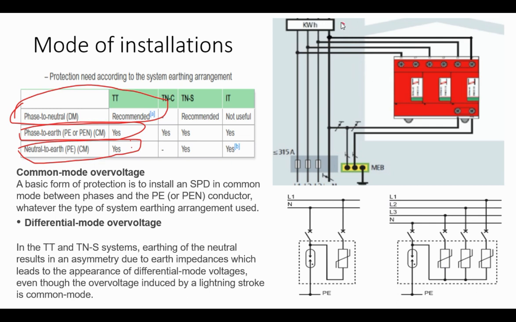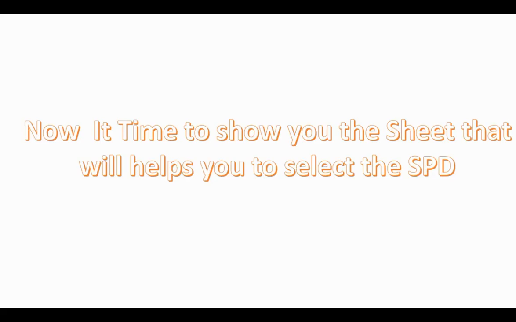How will it be possible? Let's see the energy meter. All the phases 1, 2, 3 and the neutral go into the SPD, and for neutral to earth protection it is provided from here. Now it's time to show you the sheet that will help you to select the SPD with just a few clicks.